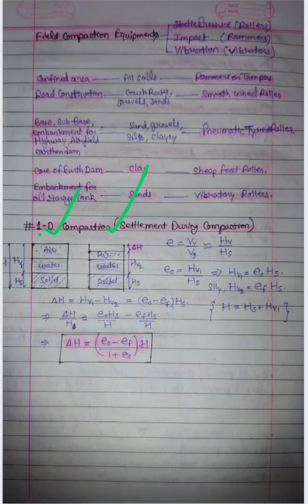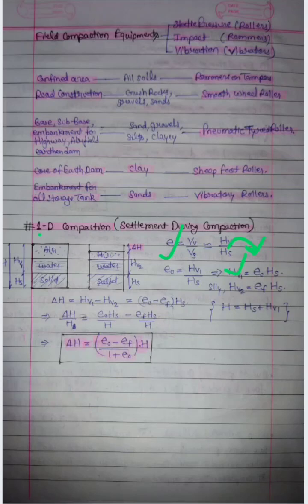So HS will remain the same and the height of voids will change, because there is a reduction in the height of the voids. Now we know void ratio is volume of voids upon volume of solids, so that will be roughly equal to height of the voids upon height of the solids. Using this relation, e naught will be HV1 upon HS, which gives HV1 equal to e naught HS. Similarly HV2 will be equal to ef into HS. Now delta H is equal to HV1 minus HV2, that is (e naught minus ef) into HS.